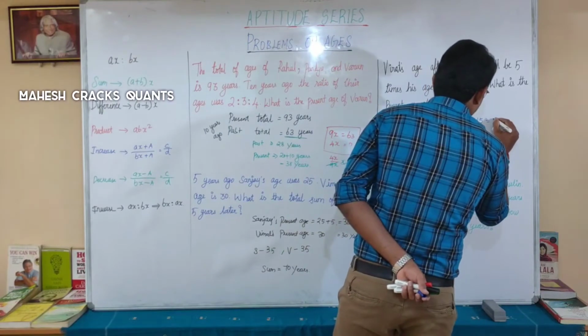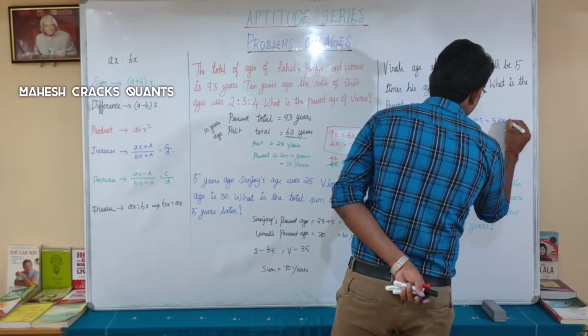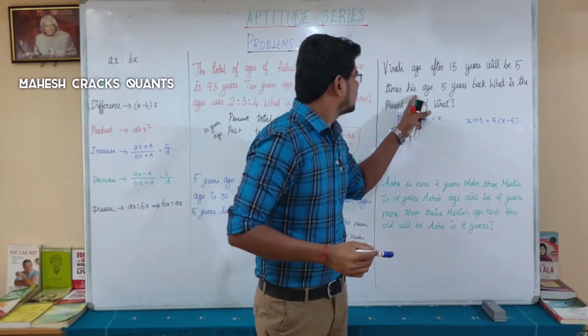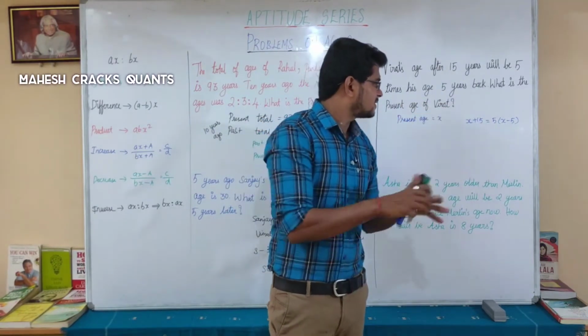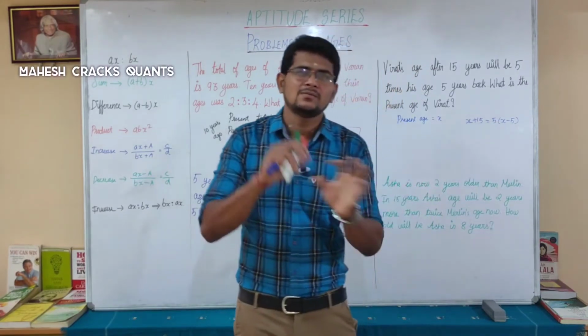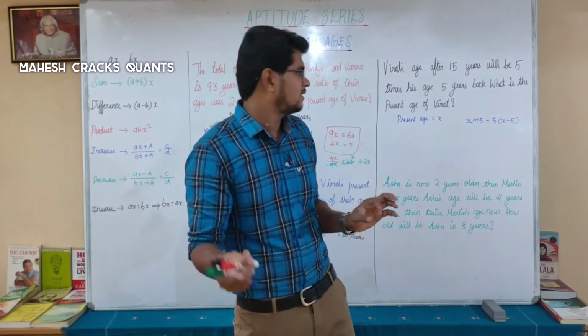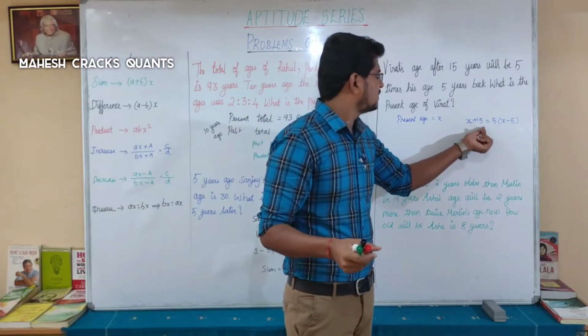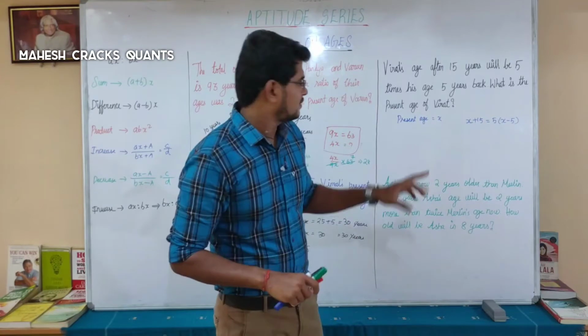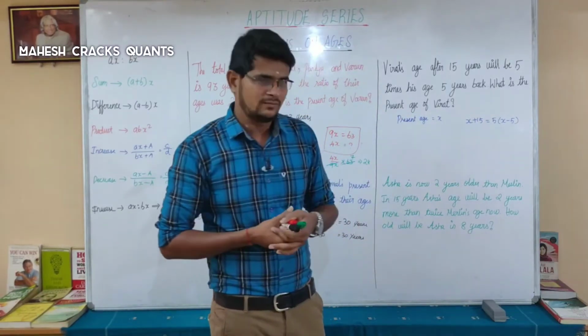So 5 times of x minus 5. Because 5 times his age 5 years back means you have to multiply the age 5 years back by 5, which is equal to x plus 15. So done. If you solve, you will get the x value, that is the present age of Virat.